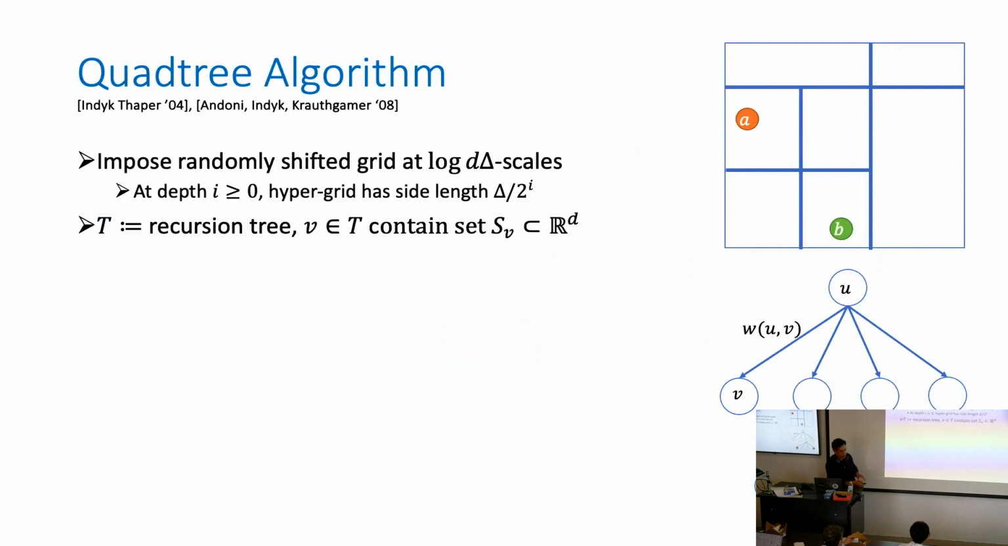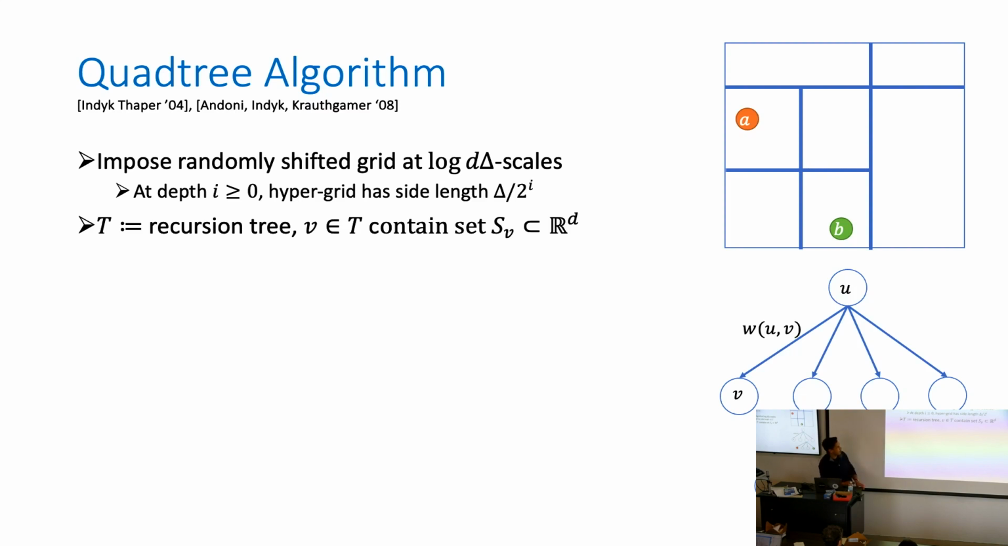Okay, so slightly more detail. What do you actually do? Well, you impose a random grid over our d-dimensional space, and I'm going to randomly shift it once. And with that grid, I'm going to do it recursively with different side lengths. So the first side length will have all the points in it. Then I'll cut the side length in half, and so forth and so on. And this is how I recursively partition space.